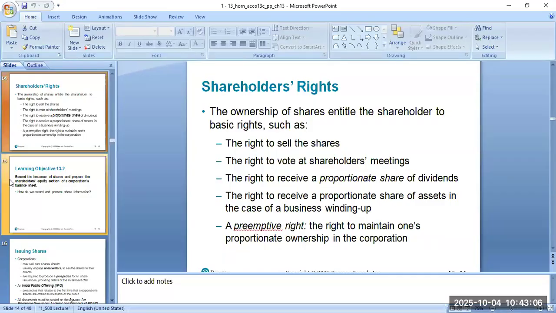I also may have preemptive rights, which is the right to maintain proportional ownership in the corporation. What does that mean? Very simple, I'm going to explain. Let's pretend that I own 1% of Apple, and Apple wants to issue new shares.